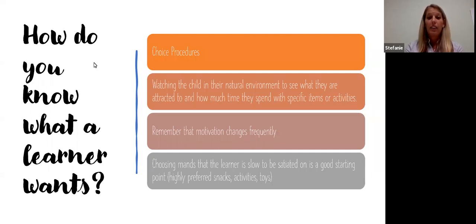And then choosing mands that the learner is slow to be satiated on is a good starting point. So highly preferred snacks, highly preferred activities and toys are good ways to start, because some of the first responses can be the hardest ones to get.